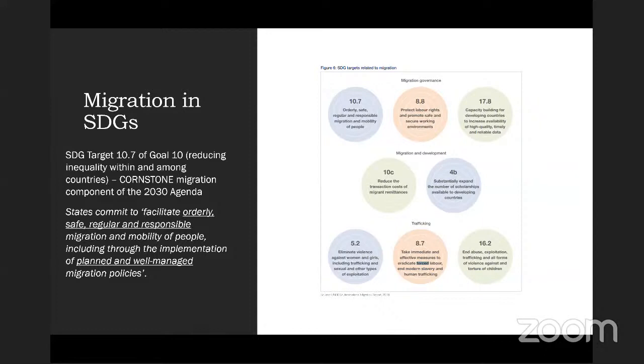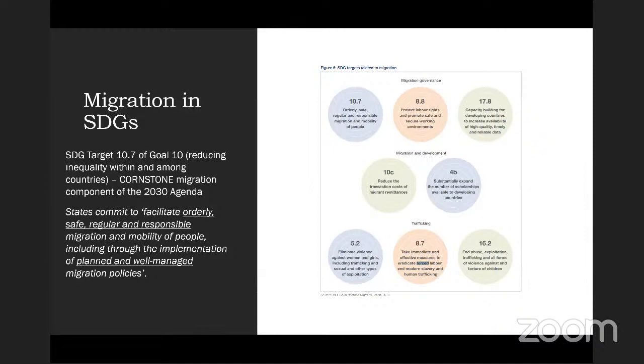So data is extremely important, because without data, we don't know who to make safe. We don't know who needs regular migration pathways. We don't know who is moving in an unorderly way. And then we cannot promote safe migration at the end of the day. So these really become, for the migration governance level, very important.